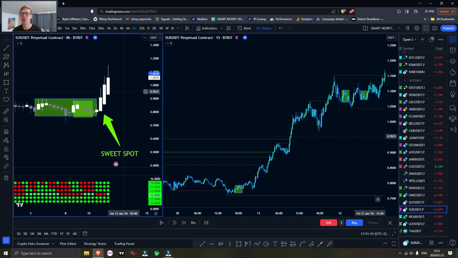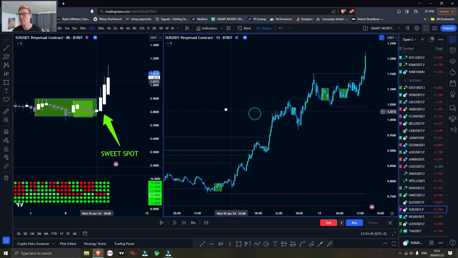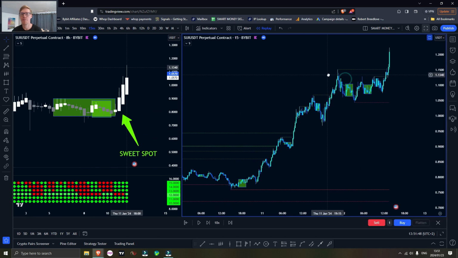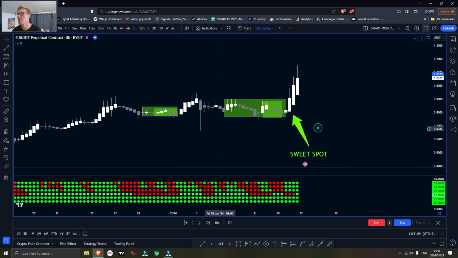So if you look over here, I've got the higher time frame chart over here because the higher time frame shows us the direction of the market and it helps us to trade in alignment with the market makers. And then on the right hand screen, I've got the lower time frame, which is our entry time frame. So let us focus on the higher time frame first.